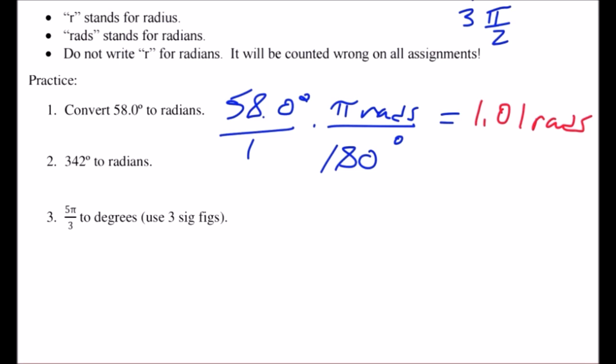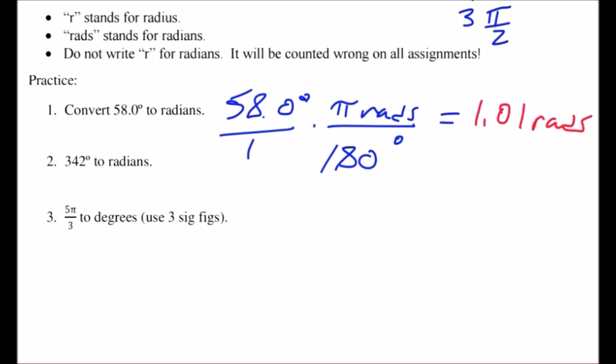You're going to do 58.0 degrees times pi, and you need to actually use the pi button, and then hit enter. And then when you're done with that, divide by 180 and hit enter again. And with 3 sig figs, that's what you should get. Okay? But right now, we're doing number 2, the 342 degrees into radians.